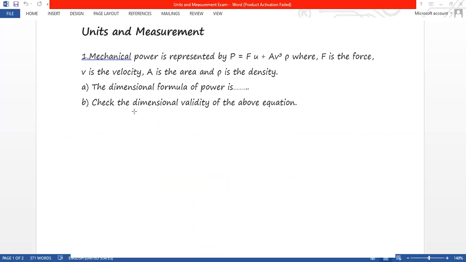Now the B part is check the dimensional validity of the above equation. To check the dimensional validity, we have to find the dimension of left side and right side. We have two terms. We have to find the dimension of each term. If all the terms have the same dimensional formula, then we can say that the given relation is valid, that is dimensionally correct.